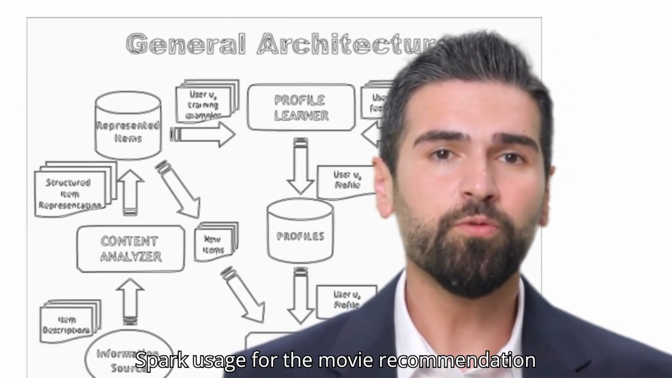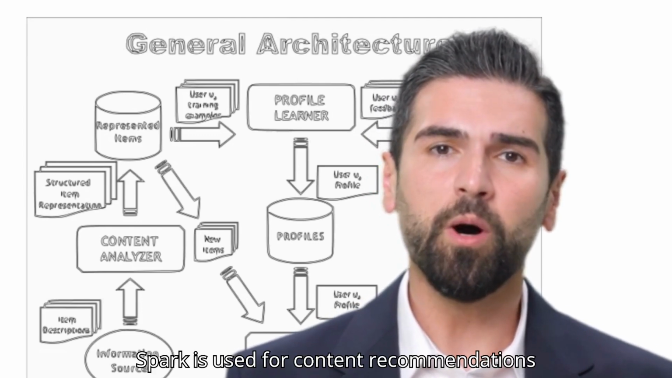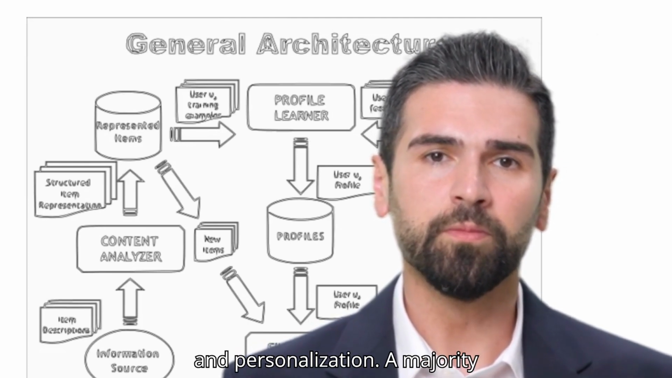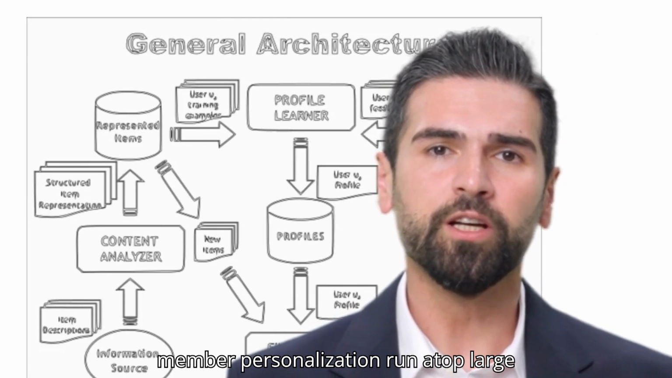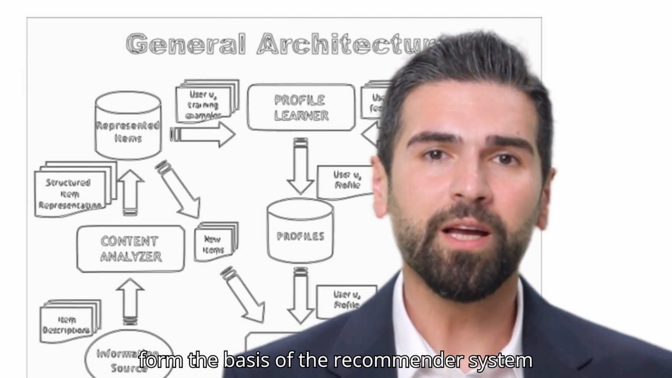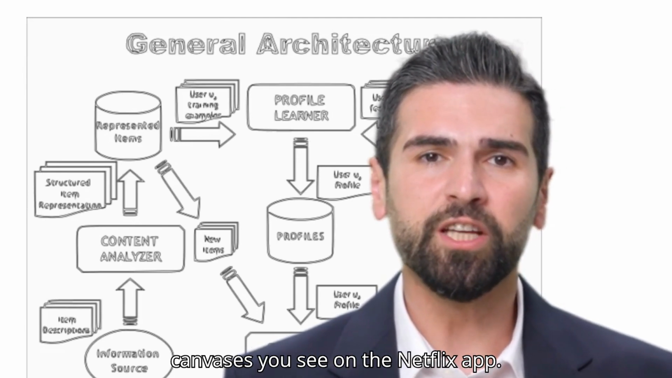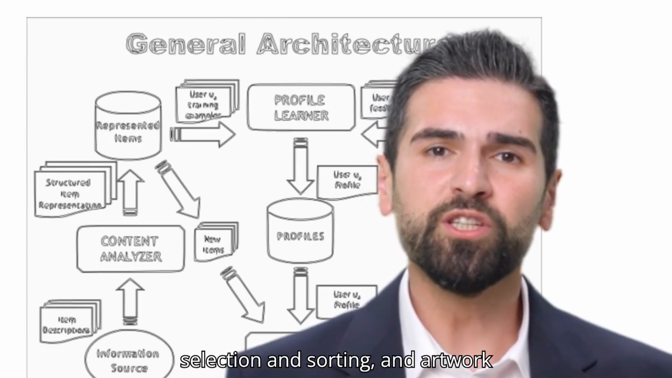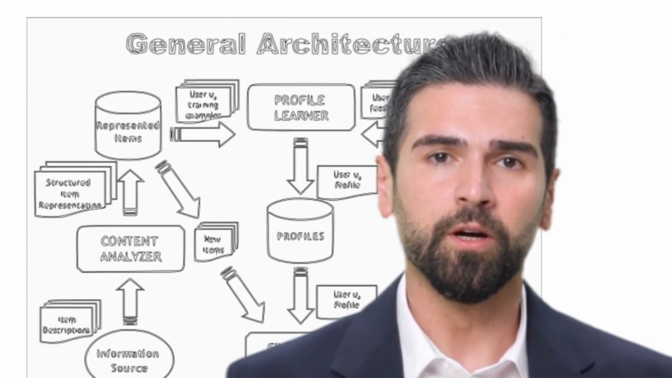Spark usage for the movie recommendation plays a pivotal role. Spark is used for content recommendations and personalization. A majority of the machine learning pipelines for member personalization run atop large managed Spark clusters. These models form the basis of the recommender system that backs the various personalized canvases you see on the Netflix app, including title relevance ranking, row selection and sorting, and artwork personalization, among others.